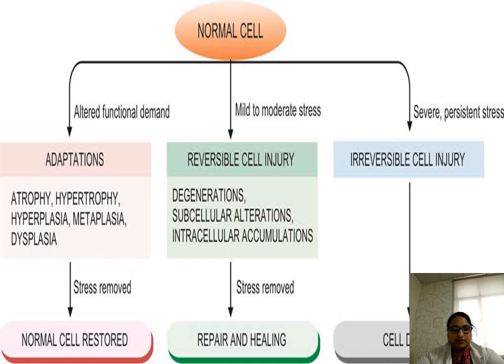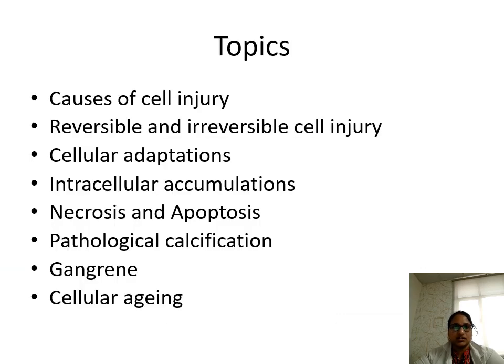So when adaptation happens and the stress is removed, the cell will be restored. If there is mild to moderate stress, reversible cell injury will occur, either in the form of degenerations, intracellular accumulations, or some other subcellular alterations. If the stress is removed, it will revert back, but some repair and healing will happen. And if there is severe and persistent stress, irreversible cell injury will occur, which leads to cell death, either in the form of necrosis or apoptosis. So all these topics will be covered in this chapter: causes of cell injury, reversible and irreversible cell injury, pathogenesis, and what the cellular adaptations are.